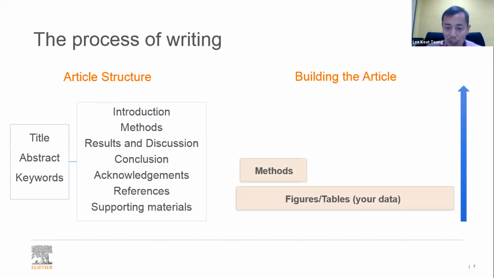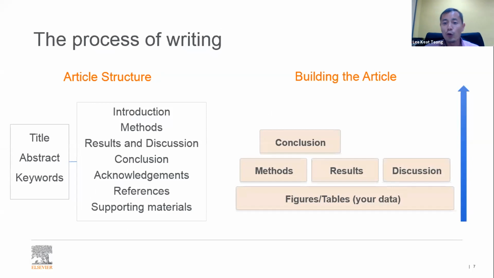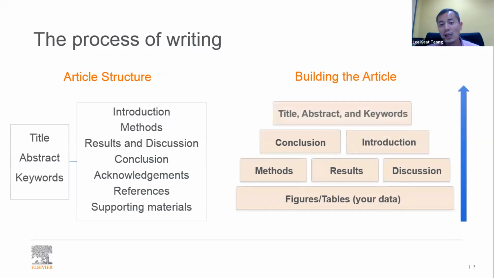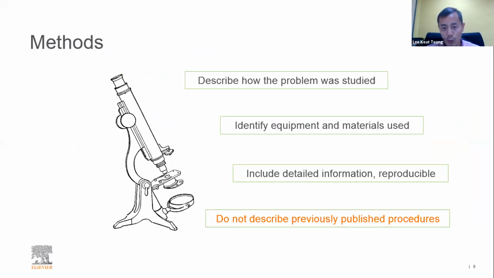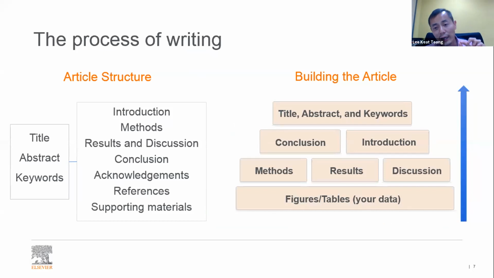And then you start writing your methods, your results, and then your discussion. Finally, after you've done all that, how do you conclude? And only then do you write your introduction, and then you come up with your title, abstract, and keywords, right? So here, again, this is just a guide to you. Again, it's up to the individual.